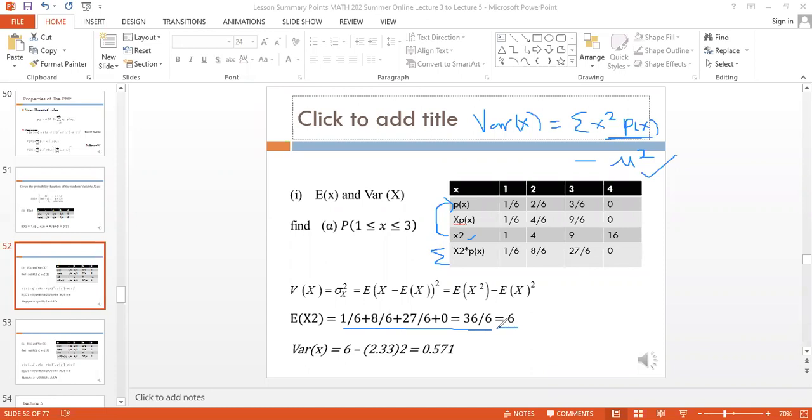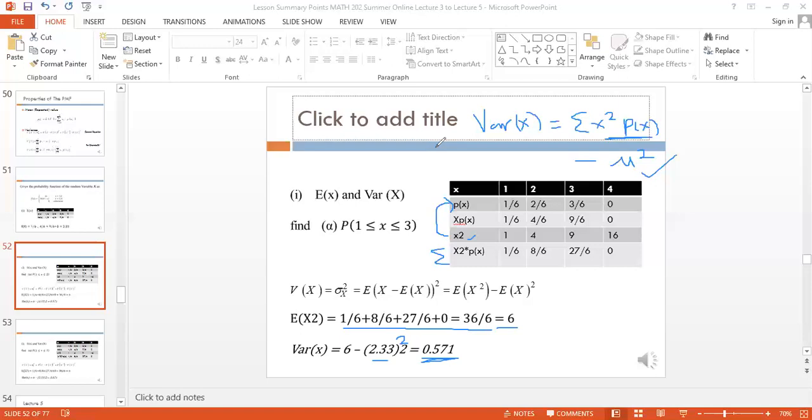Okay, and then we've already found the mean, mu, to be what? 2.33 from last week. Okay, so your variance is equal to 6 minus the mean what? Square. Okay, the square value of the mean. So 6 minus 2.33 squared. When you do that estimation, you get 0.571. So that gives us the variance for a discrete random variable.